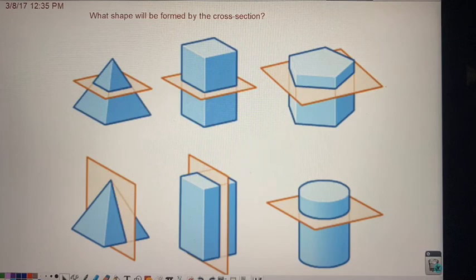Let's look at the pyramid on the left. If I cut it horizontally, then I would get a square. If I cut it vertically, I would get a triangle. How about the rectangular prism? Cut it horizontally, I would get a square. Vertically, I would get a rectangle.